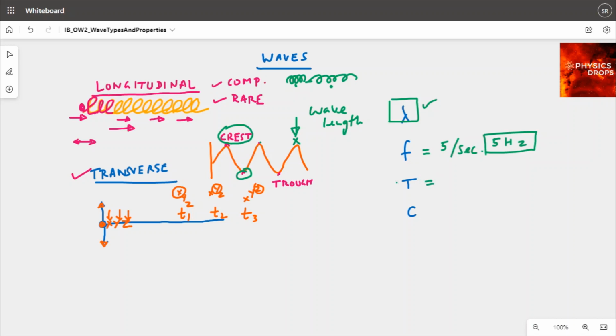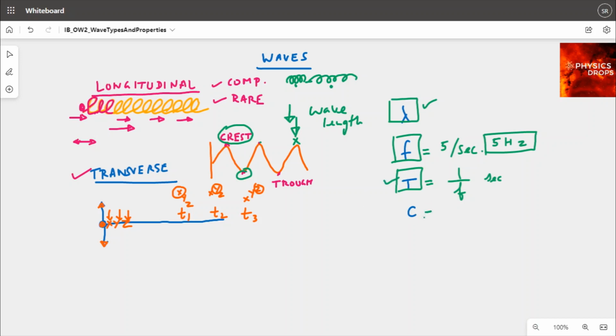And time period is represented by T. Time period is the inverse of frequency. 1 by frequency is the time period. So naturally the unit will be 1 by per second, which is seconds. So let's say I keep looking at a point in a wave, and the time taken for one wavelength to pass through the point is called the time period. Let's say I start looking at a crest. By the time the next crest comes, what is the time taken? That is the time period.